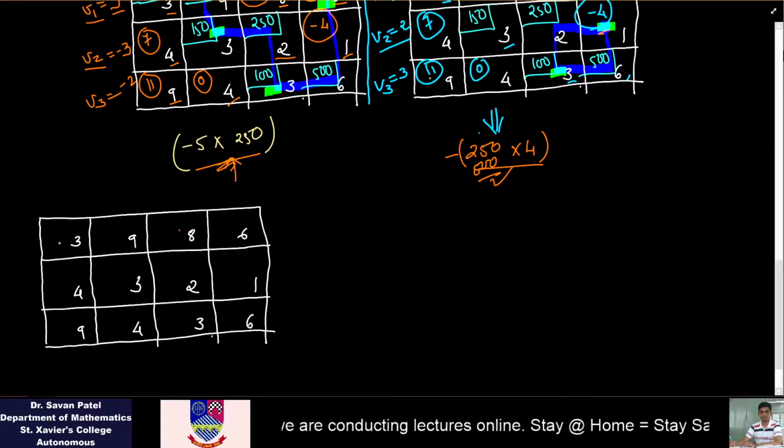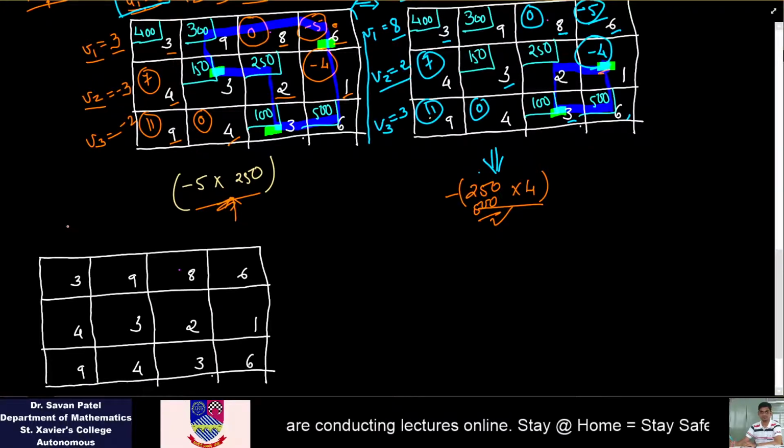So now all I have to find out for this loop. Here we are having these positive corners, and the negative corners are this, this, and this. So minimum from the negative corners is 250. So we will reduce 250 at the negative corners and add 250 at the positive corners. So the next allocation, here there is no change, so it is 400 as it is. Here we are having 350 minus 250. So here we are left with 50 units.